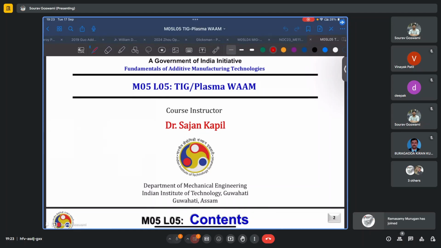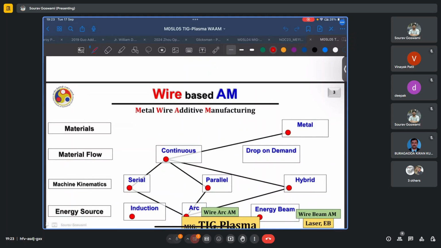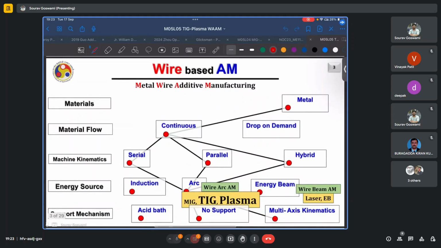The next set of slides for this week dealt with TIG and plasma WAM. Now, while there are some fundamental differences between the two processes, often they are used interchangeably, and we'll see why that is. So again, on a subsystem level, we are working with wire material which is metallic. The material flow is again continuous. There is no drop on demand system.